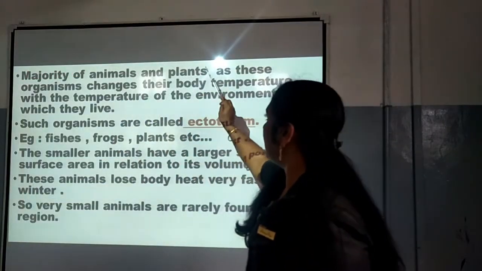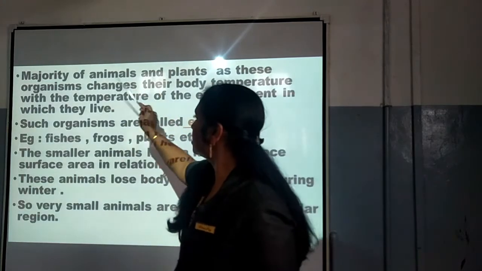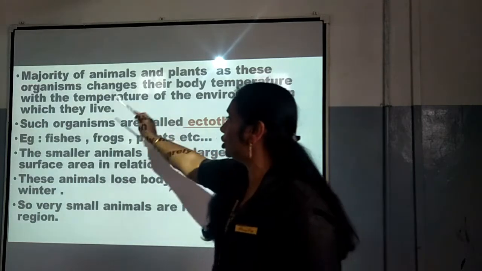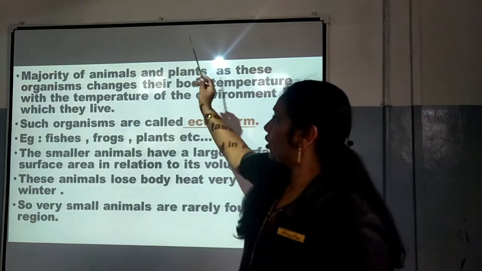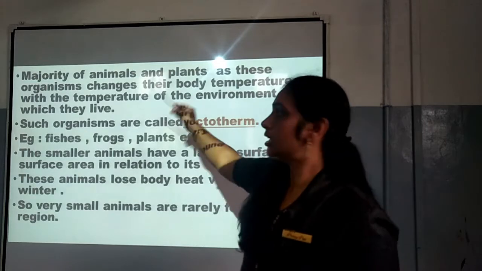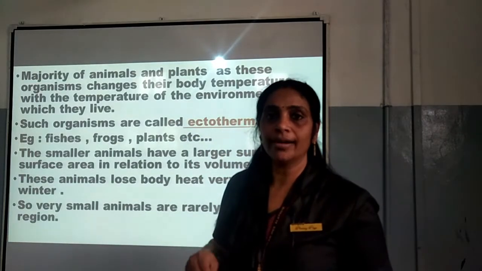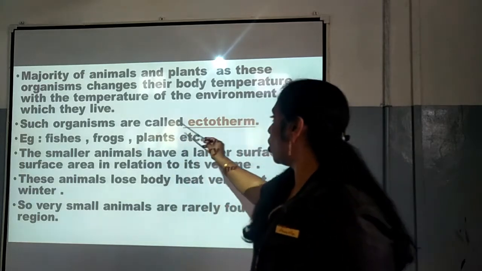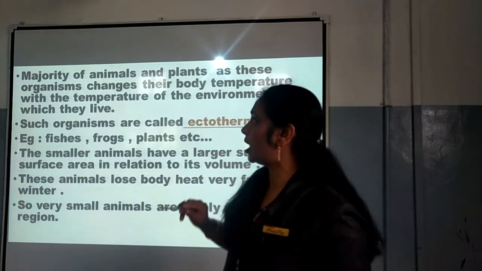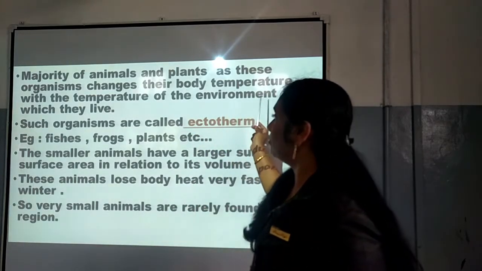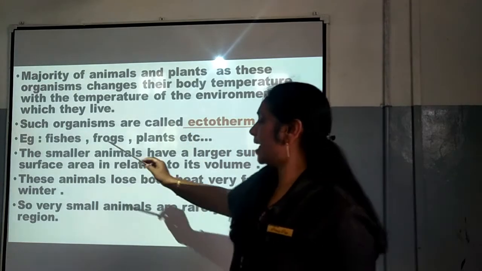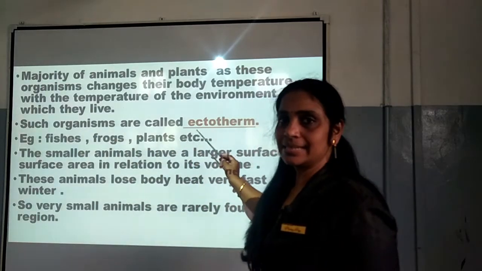The majority of animals and plants change their body temperature with the temperature of the environment in which they live. Such organisms are called ectotherms. So what are ectotherms? Ectotherms are the organisms which are able to change their body temperature with the temperature of the environment where they live. Examples: fish, frogs, plants, etc.